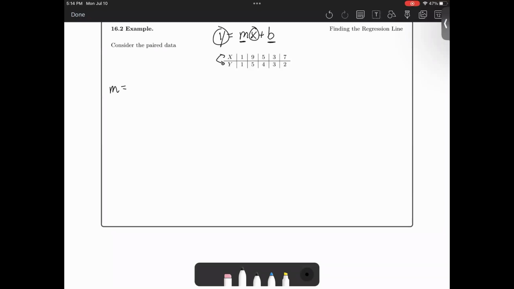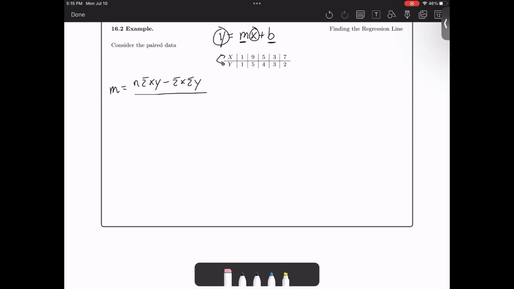The equation that I will use for the m value, the slope of our regression line, will be n, the number of data pairs, times the sum of the x times the y's, minus the product of the sums of x's and the sums of y's. Now, notice that numerator is the exact same numerator as your Pearson correlation coefficient. So if you've already computed your Pearson correlation coefficient, then half your work is done.